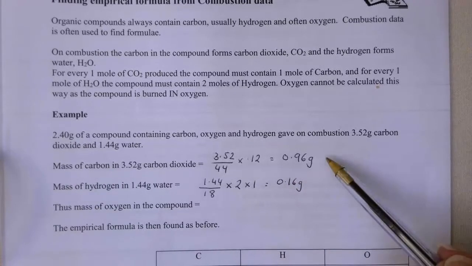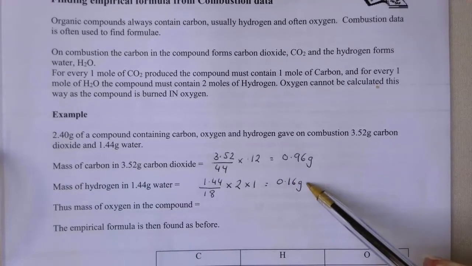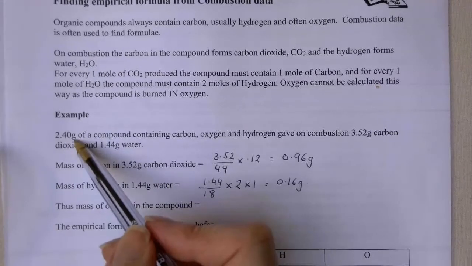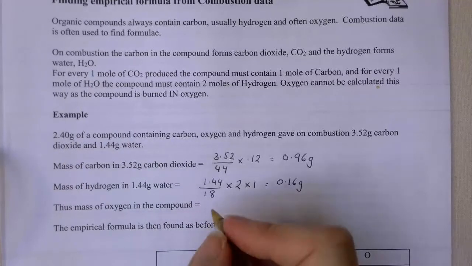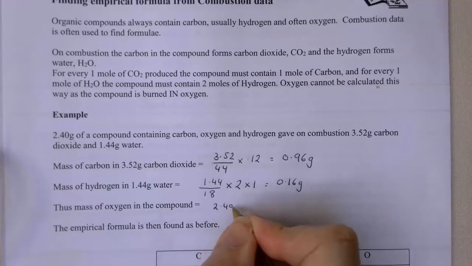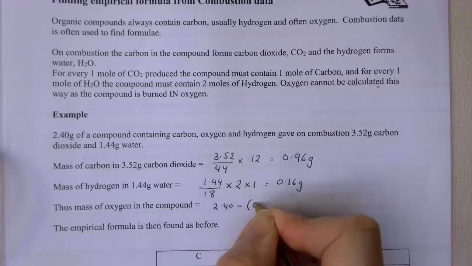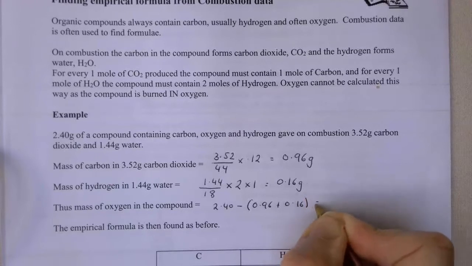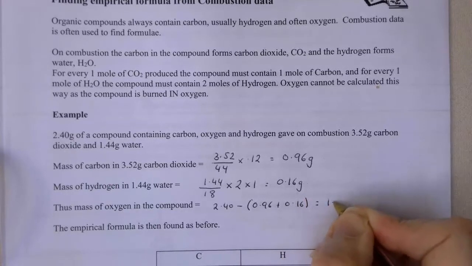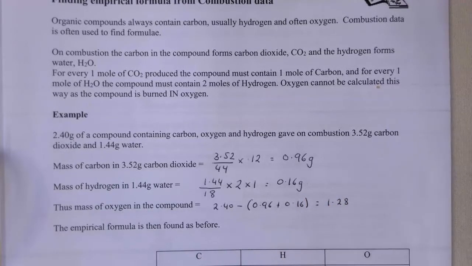So I know now the mass of my carbon, and I know the mass of my hydrogen. I can use that and the mass of the compound total to find the mass of the oxygen. So that would be 2.40, take away 0.96 and 0.16. And that gives me 1.28. And that's the grams of oxygen.